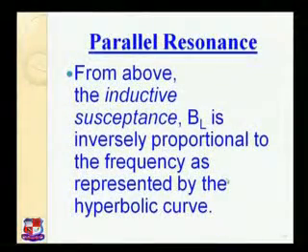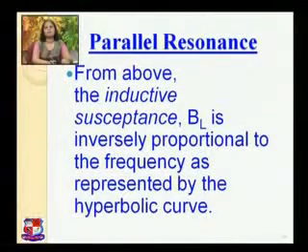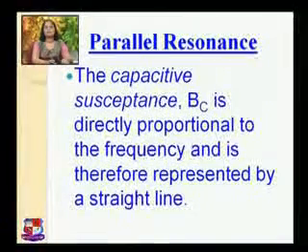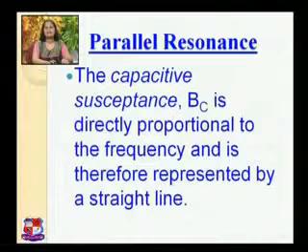From above, the inductive susceptance BL is inversely proportional to the frequency, as represented by a hyperbolic curve in the first diagram. The first diagram shows that BL is inversely proportional to the frequency, so an inverse graph is drawn there. And the capacitive susceptance BC is directly proportional to the frequency and is therefore represented by a straight line. In the second graph, we draw a straight line which indicates direct proportionality to the frequency. As frequency increases, your BC increases.